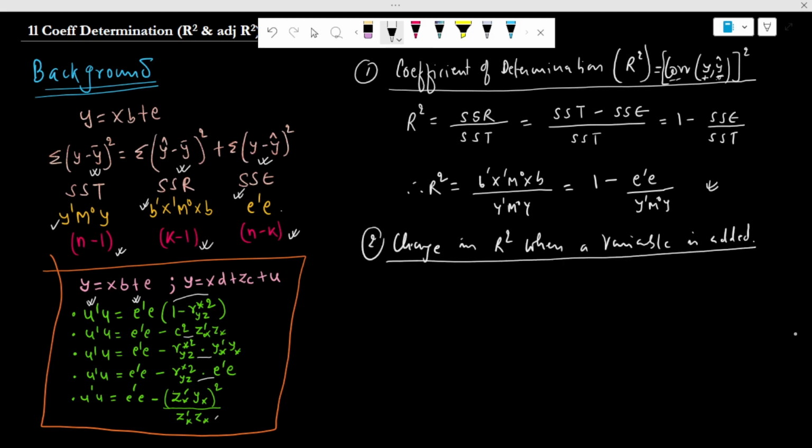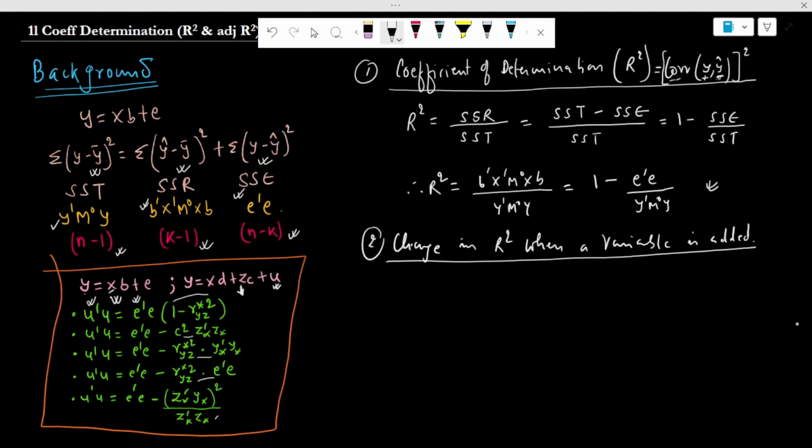From our earlier videos, we know that if we add a single independent variable z in the model, then the sum of the square of the residual term decreases. We know this relationship. Before that, let me explain the situation once again. We have a linear regression model where the dependent variable is y, and all the independent variables along with the constant term are represented by this matrix X. And to this model, we are going to add an additional variable called z.